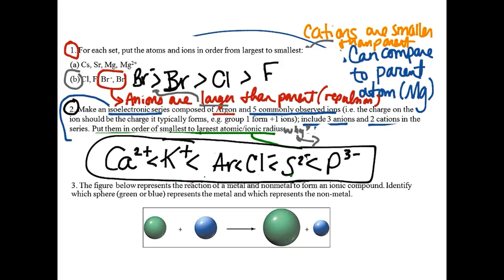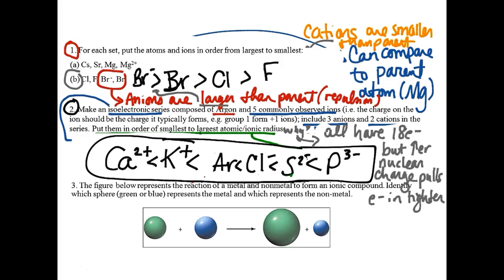So if I do ask you why, then you would say something to the effect that they all have 18 electrons, which means they have the same shell number, but the higher nuclear charge pulls the electrons in more tightly for calcium, followed by potassium, followed by argon, etc. So I could ask you why, make sure you understand.